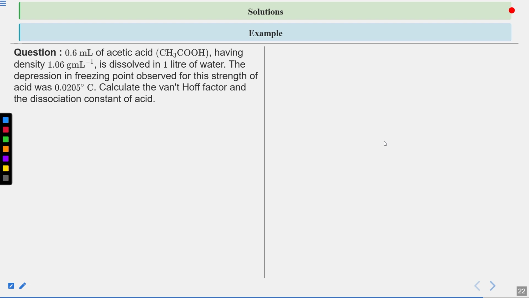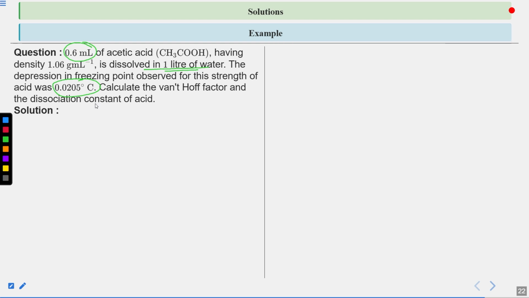Now this is a question for you. You can try it by yourself. If not, then I'm telling you the solution also. The question says that we are taking 0.6 ml of acetic acid, which is having a density of 1.06 gram per ml. Then it is dissolved in 1 liter of water. The depression in freezing point was 0.0205. We have to calculate the van't Hoff factor and the dissociation constant of the acid.